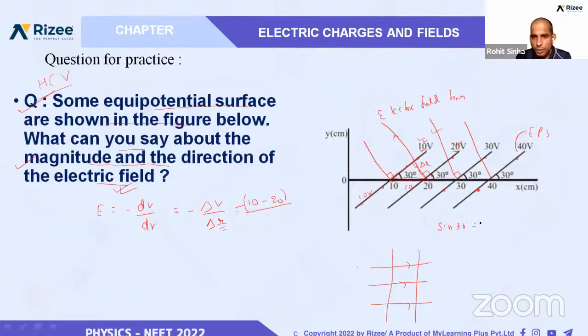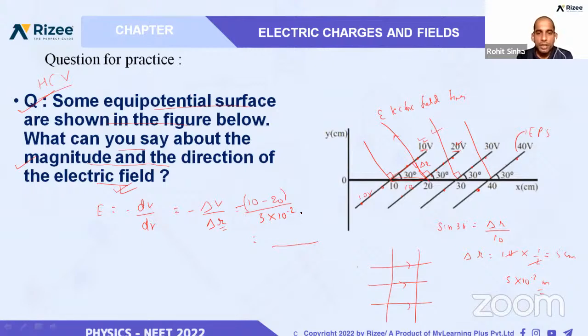Sine of 30 is equal to perpendicular by hypotenuse, that is, over 10. We can write here delta R is equal to 10 into sine 30, which is 1 by 2. That means 5, and it is 5 centimeter. We can write it like this, 5 into 10 to the power minus 2 meter. We will get the magnitude from here.